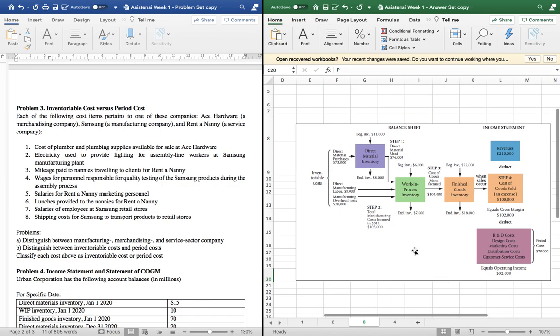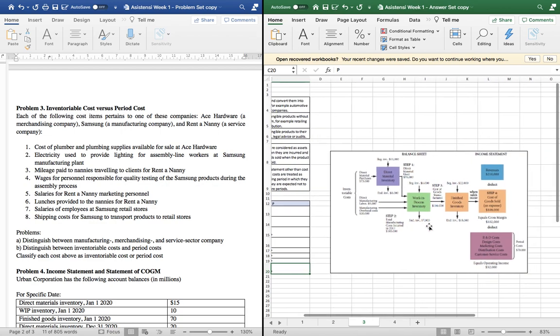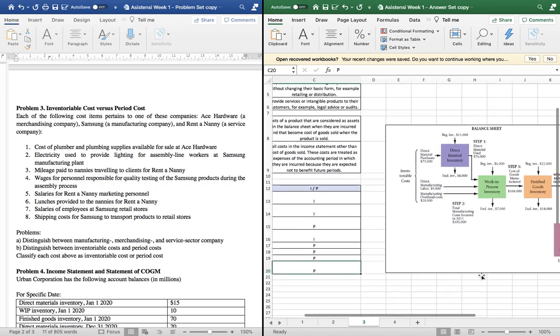And in this Excel sheet, I also provide the illustration of how we account the cost in the balance sheet, income statement, and also period costs.